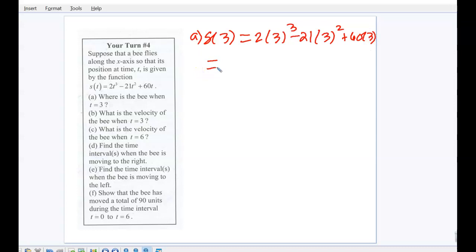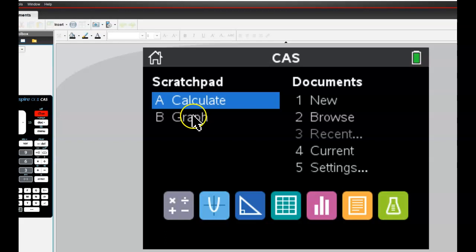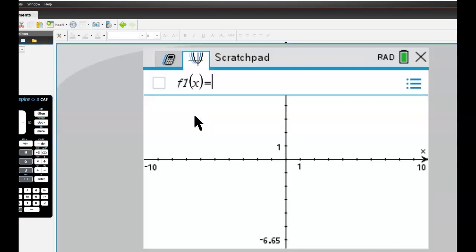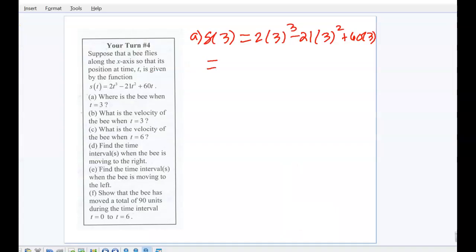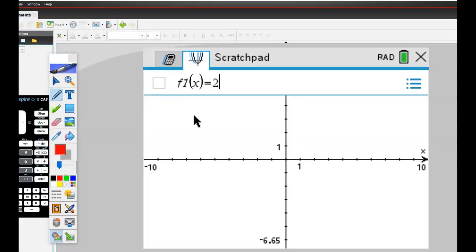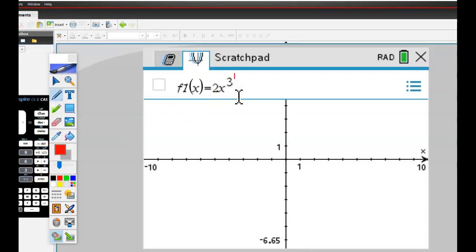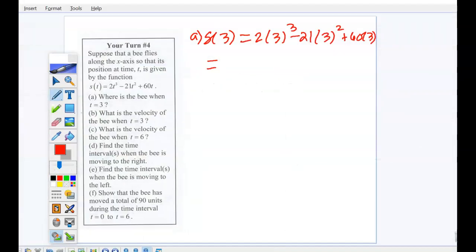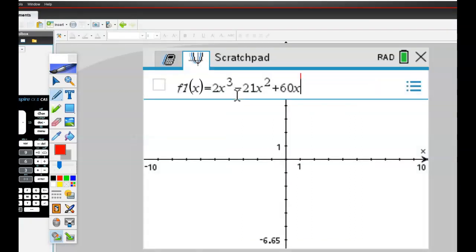And if we work that out, okay, again, I'm going to use technology in this particular case, but to start with, I'm going to graph the function because this is going to come into play a little later on. So our function was 2t cubed. I'm going to use x, so 2x to the power of 3 minus 21x squared plus 60x, I believe. Yes. Okay, so I'm going to enter that.